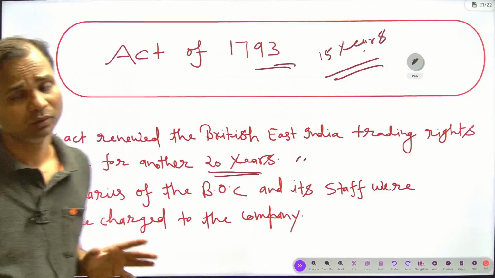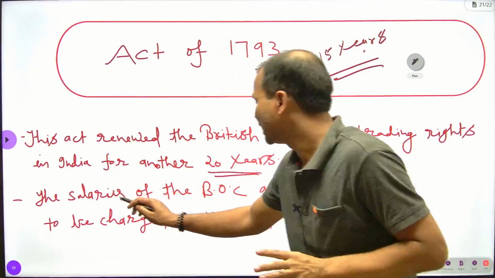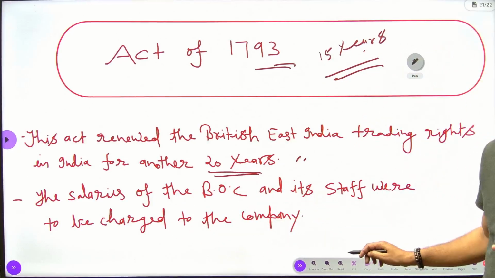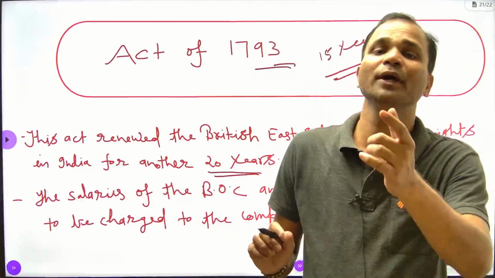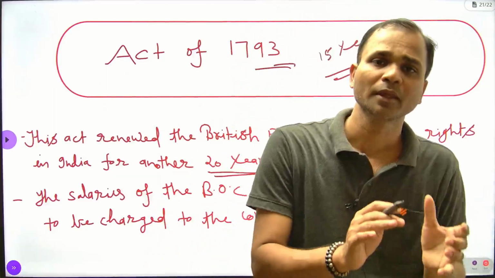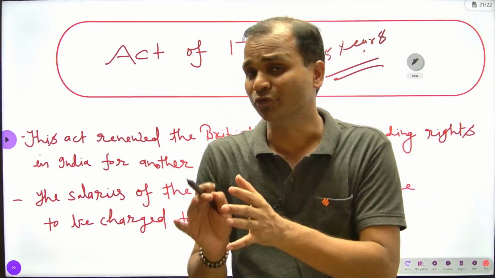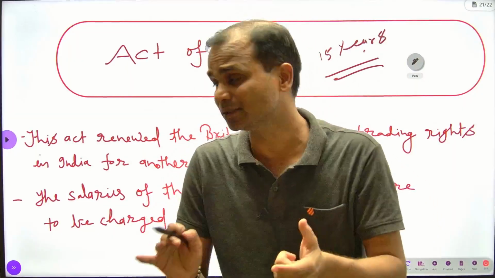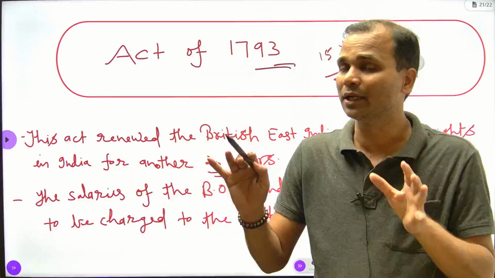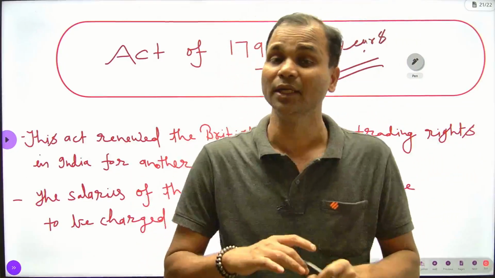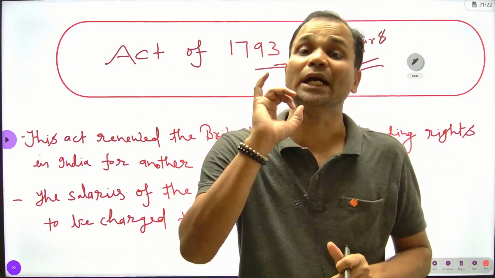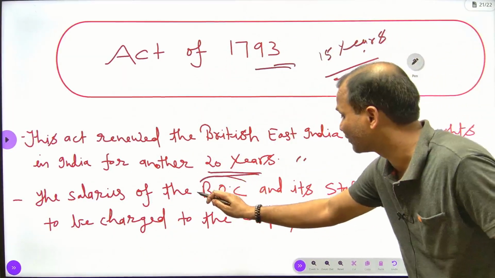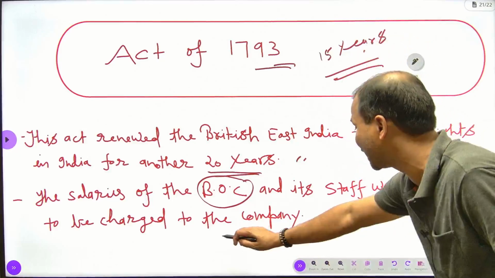Okay, now the salaries of the Board of Control and its staff were to be charged to the company. In fact, they extended the monopoly power of the company for 20 years, but the British government gave another burden to the company. It was that the salary of the Board of Control and its members would be charged to the company.